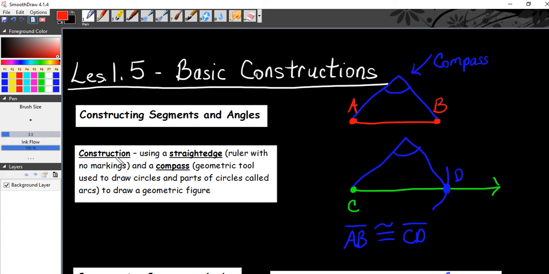So I do want you to write this definition. Construction is using a straight edge, a ruler with no markings. I don't care if it has markings or not, just a straight edge. And a compass, a geometric tool used to draw circles and parts of circles called arcs, to draw a geometric figure.